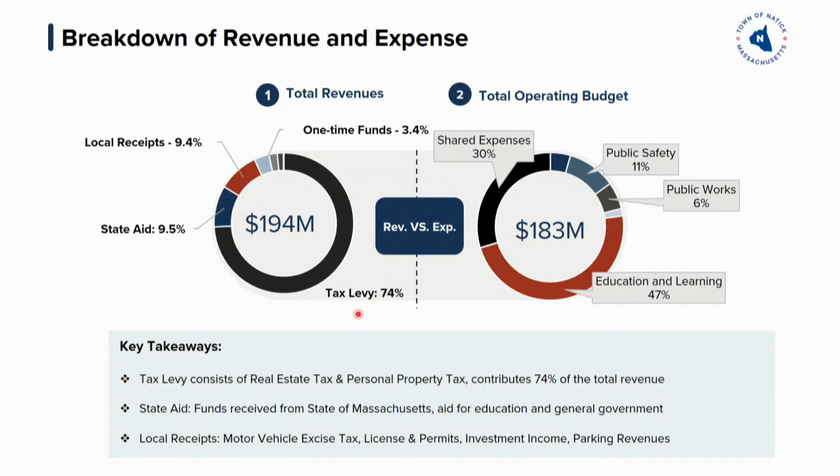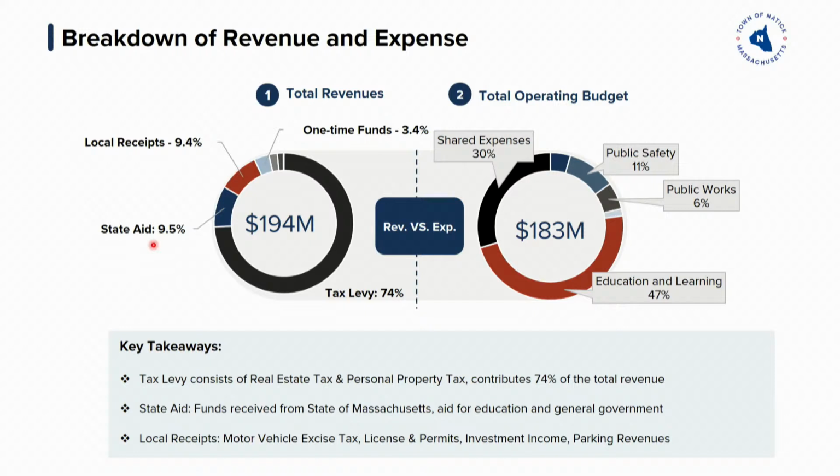Second up with regards to our revenues is state aid at 9.5%. That's a pretty steady number with regards to the aid the town gets from the state, usually divided into two sort of buckets. First bucket being for education, Chapter 70 monies, and then the other one is for the town. Unfortunately, the state giveth, and the state also taketh away. They also give us assessments as well.